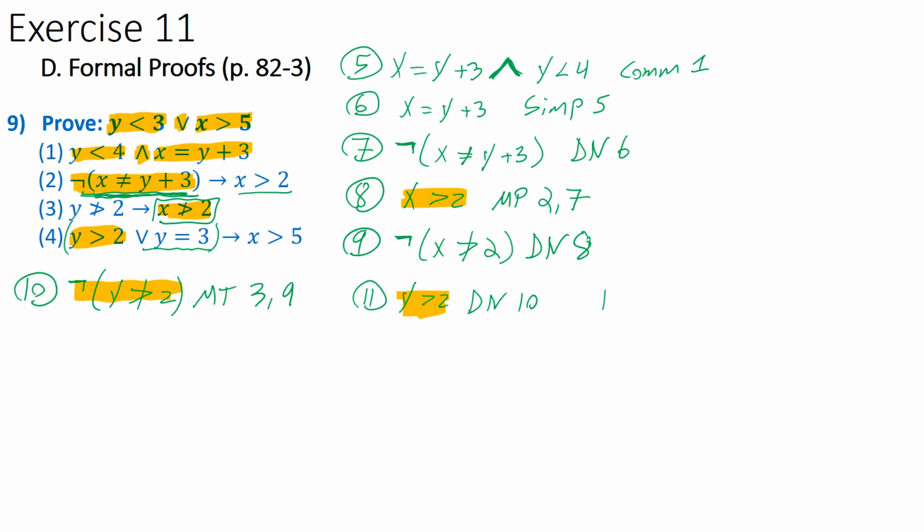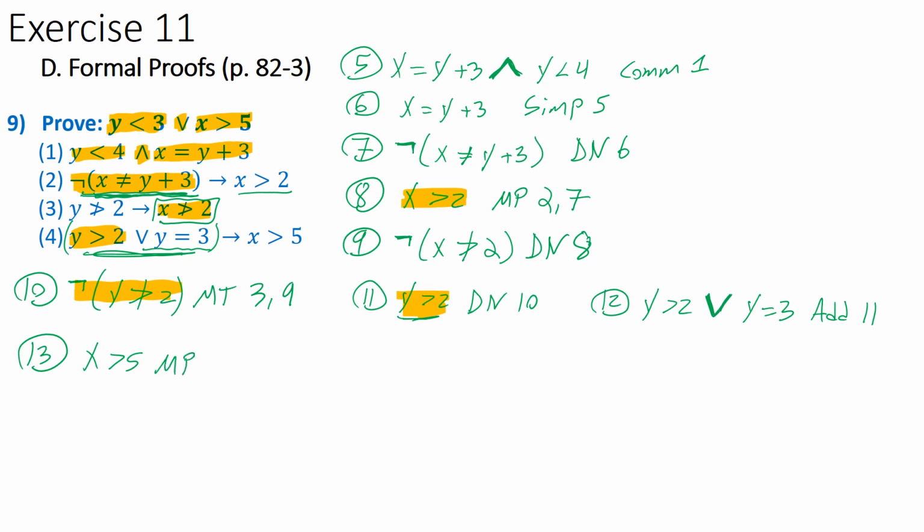And so for line 12, we can say y is greater than 2 or y is equal to 3 by the law of addition with 11. Because this is true, we can put it in disjunction with anything. And now we could affirm that antecedent. So for line 13, we can say x is greater than 5 by modus ponens with lines 4 and 12.